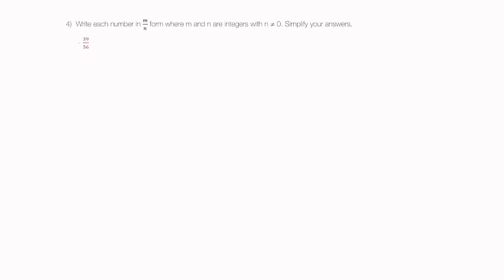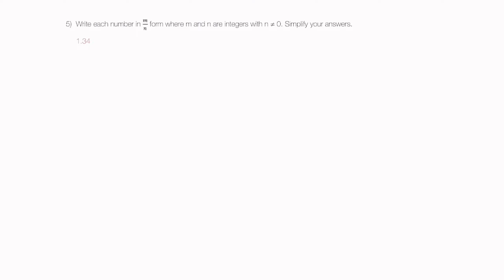Next, okay, how do we do it? Do we need to do this further? It's actually in its most simplified form. It cannot be simplified further because 39 is going to be 3 times 13 and 56 is 7 times 8. No common factors. There's nothing that you can cancel. So it is already in the right format.